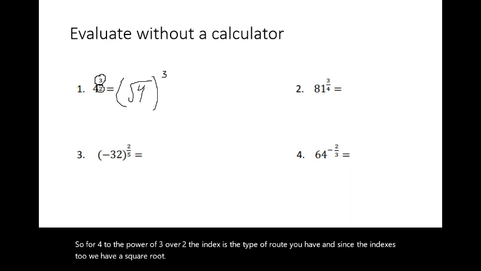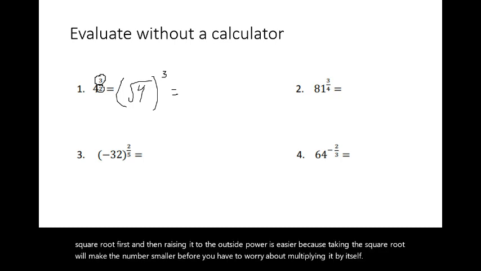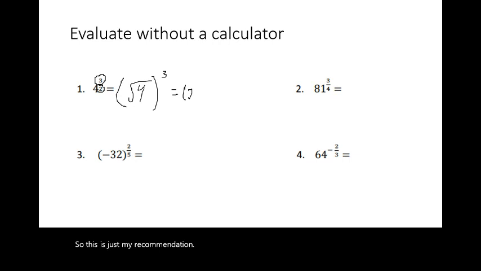And again, it doesn't really matter whether the power is inside the root or outside. I will say that taking the square root first and then raising it to the outside power is easier, because taking the square root will make the number smaller before you have to worry about multiplying it by itself. So this is just my recommendation. So we're going to do the square root first. The square root of 4 is 2. 2 to the 3rd power, 2 times itself 3 times, is 8.